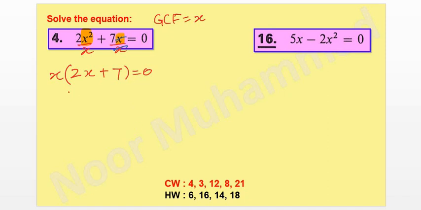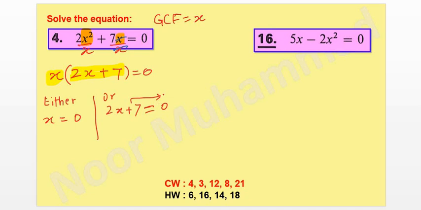Now what can we do? We can say we have two factors now. This is our first factor and this one is the second factor, right? So we will say either the first factor is 0, either x is 0, or the second factor. What is the second factor? It's 2x plus 7. So either 2x plus 7 is 0. From here I can get the value of x.